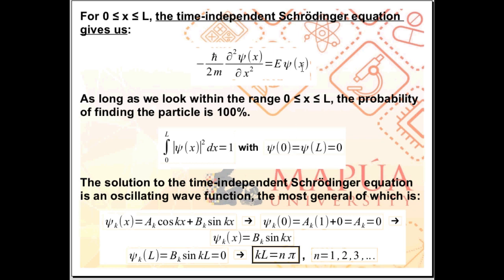So these two equations basically describe our particle that's confined in a box, the quantum particle in a box. The solution to the time-independent Schrödinger equation is basically an oscillating wave function.